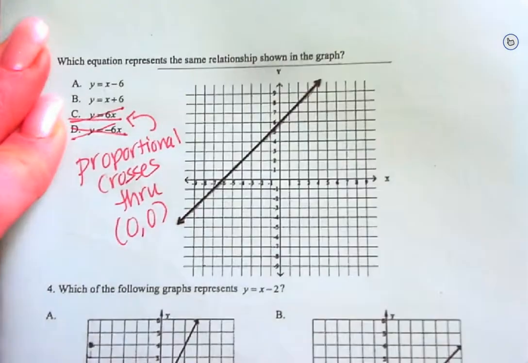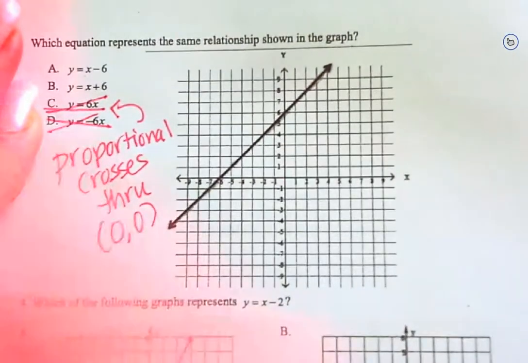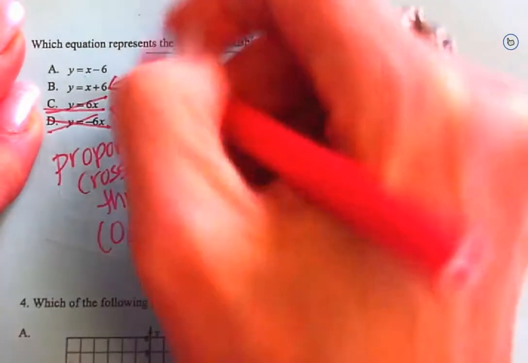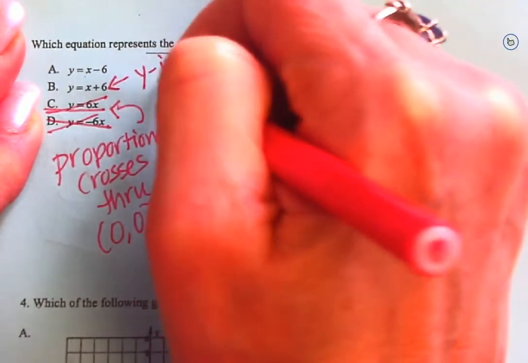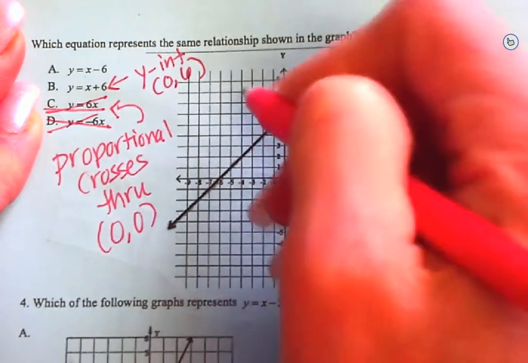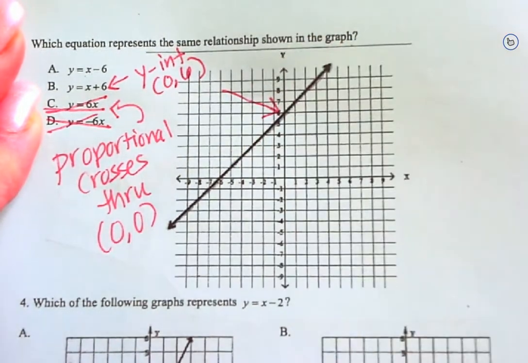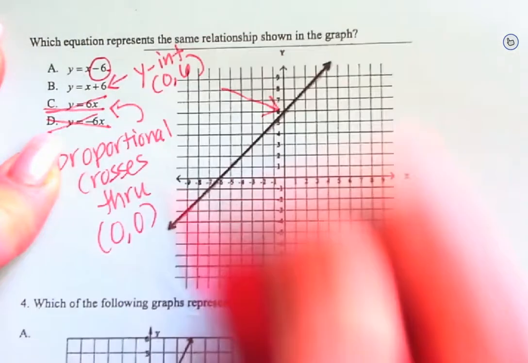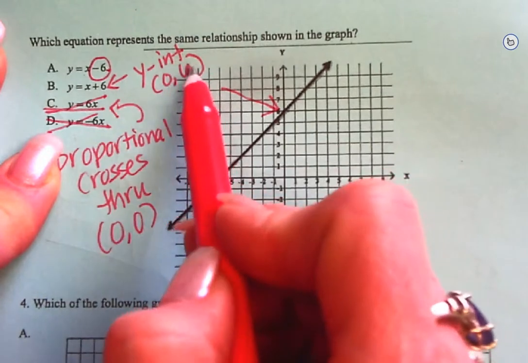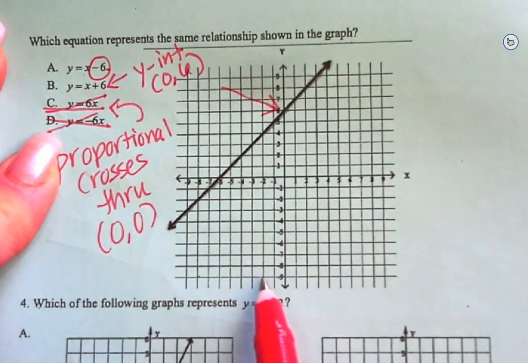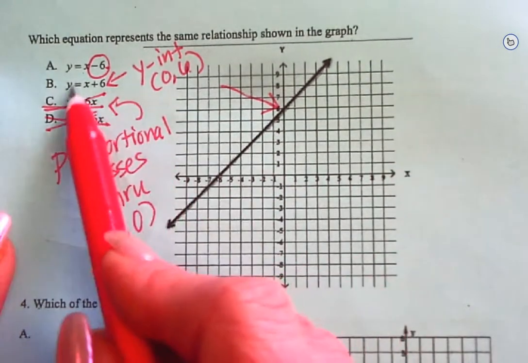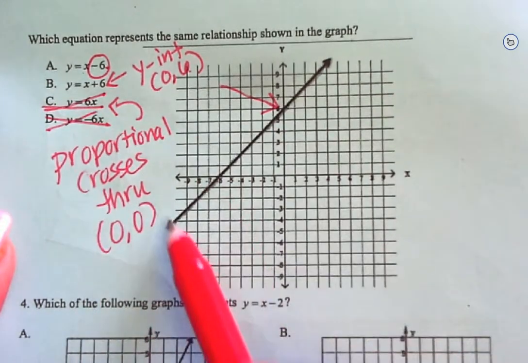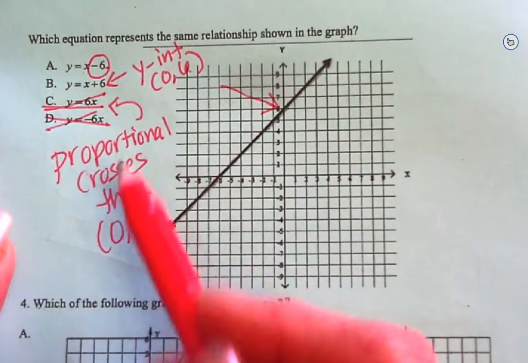Which one is it? It's plus 6, because look, your y-intercept is 0, 6. Look right there. That's where the graph hits the y. What's your y-intercept for this one? Yeah, this is -6 for your y-intercept. So it's got to be this. See how easy that was? You just look. If this isn't proportional, you look for your y-intercept and you look for the equation that matches it.